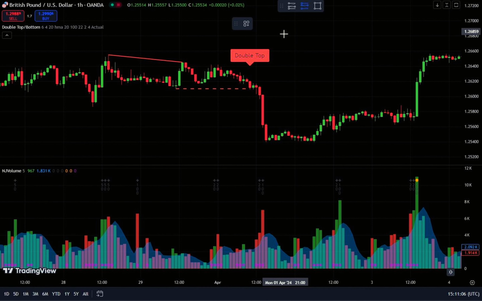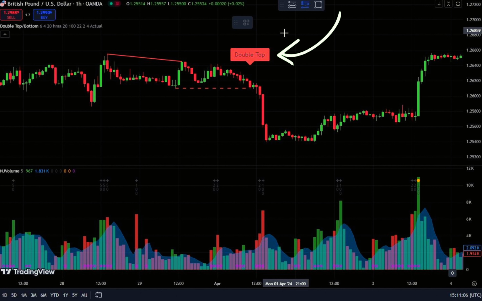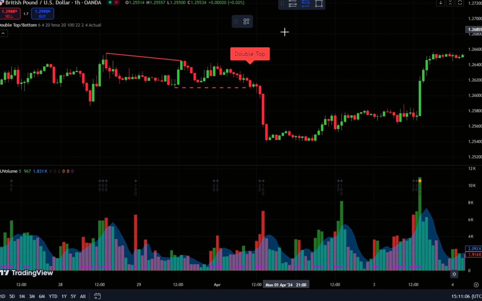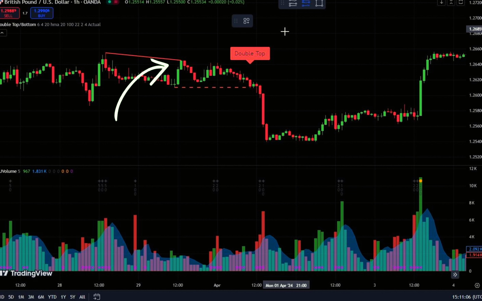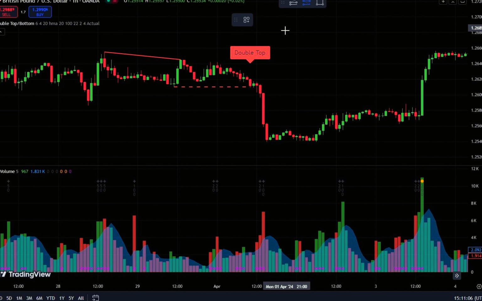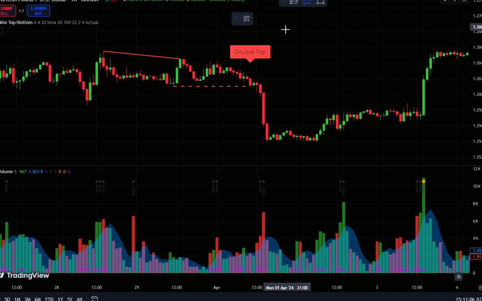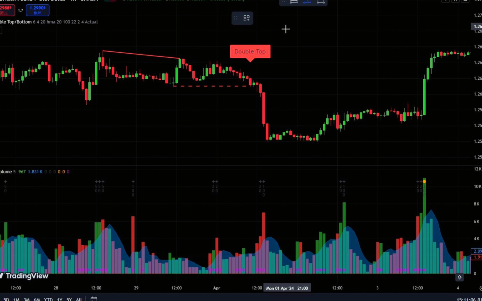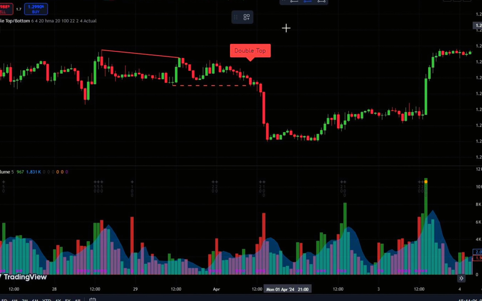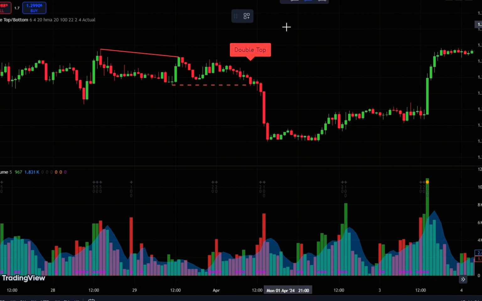Identify the double top. The first step is to wait for the double top bottom indicator to signal a double top formation. This suggests that the price has reached a resistance level that it is struggling to break through. Check volume confirmation. Once the double top is signaled, look at the NJ volume indicator for confirmation. You want to see a red bar closing below the volume MA cloud. This tells you that the sellers are in control, increasing the likelihood of a downward price move.